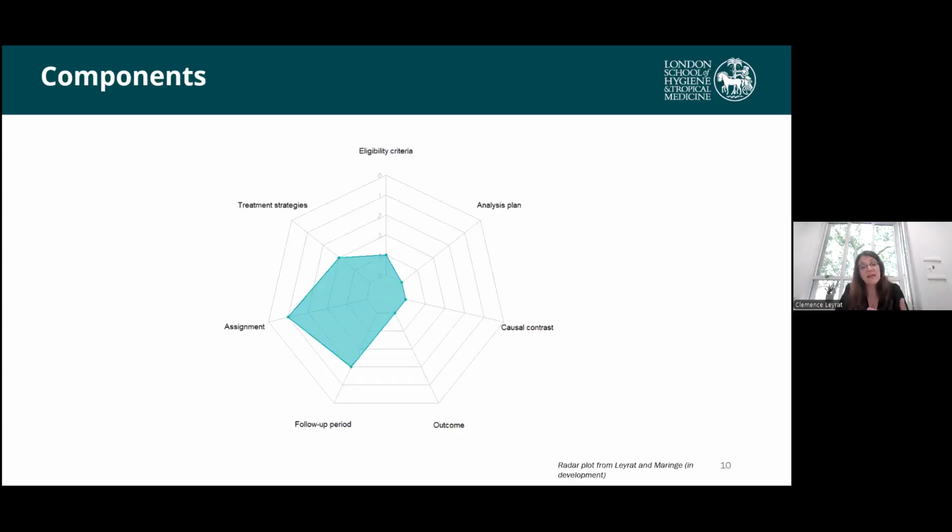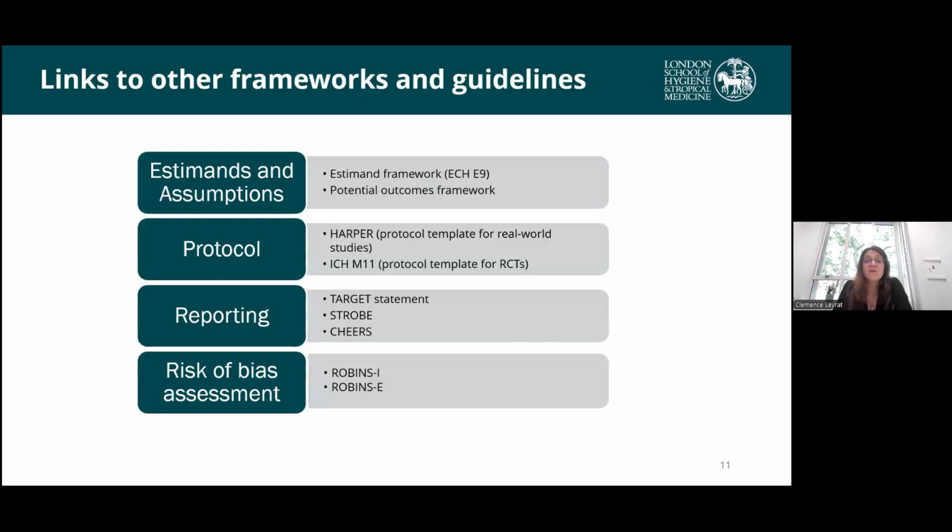And then we do the same for the protocol of the observational study. We can see for which components we are doing quite well and which components are a bit problematic. And of course, the assignment will always be a tricky one because we don't have randomization. And in some situations, time zero can also be tricky, but I'm not going to talk about that today.